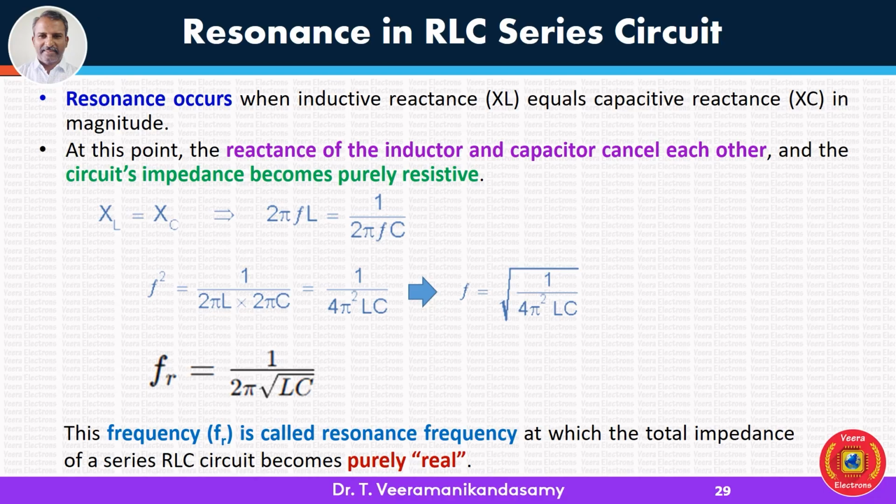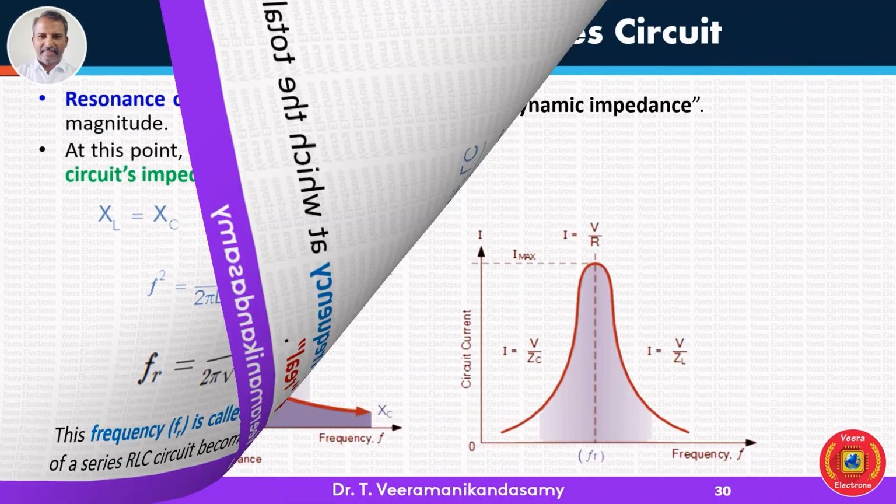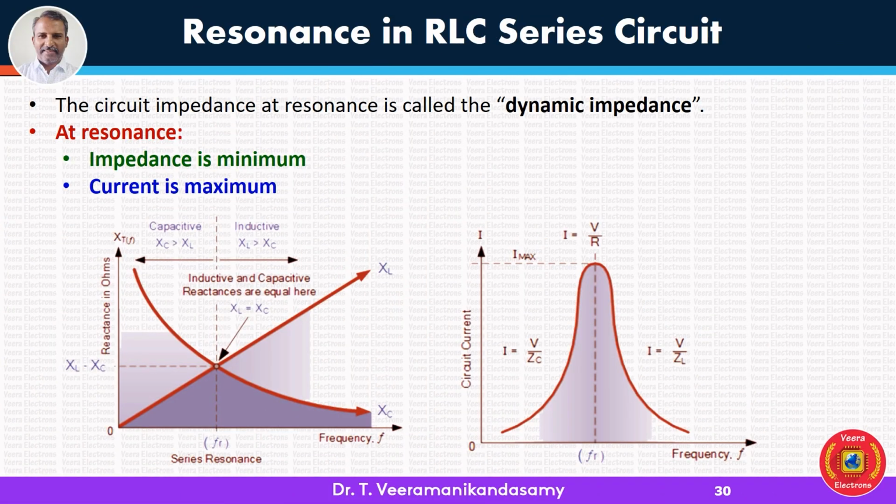Resonance occurs when the inductive reactance XL equals the capacitive reactance XC in magnitude. At this frequency, the reactances cancel each other out and the circuit's impedance becomes purely resistive. This is the minimum impedance the circuit can have, which in turn leads to the maximum current flowing through the circuit. This frequency is called the resonance frequency.